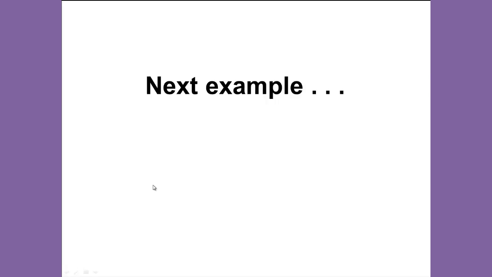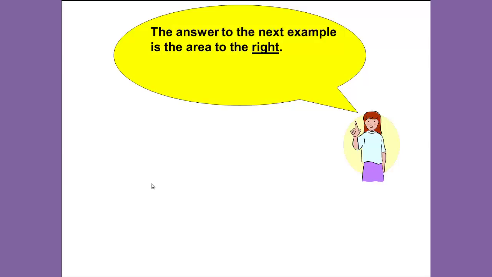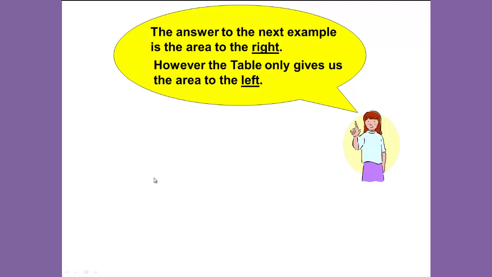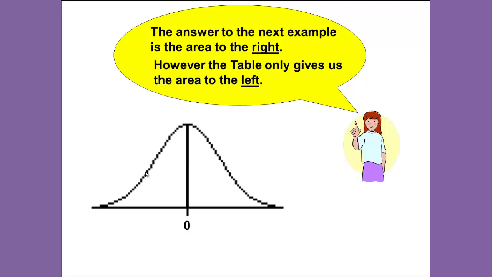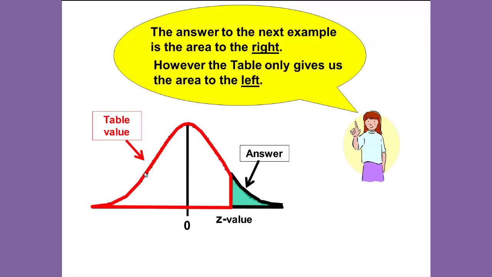Not all of our problems can be less thans or finding probabilities in areas to the left. There are other situations that are presented to us, and our next one has an answer that is the area to the right. However, the table only gives us area to the left. We will not have a table for every type of situation, so we have to figure out how to use the area to the left to find the area to the right. So we will be looking, given a z value, for the area to the right, and our table value will give us the area to the left.